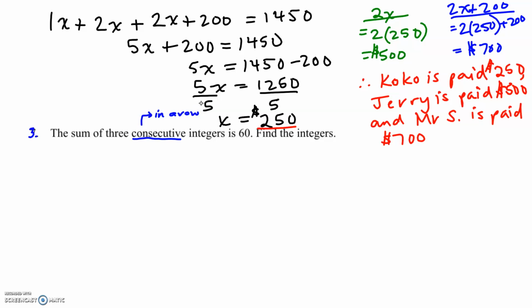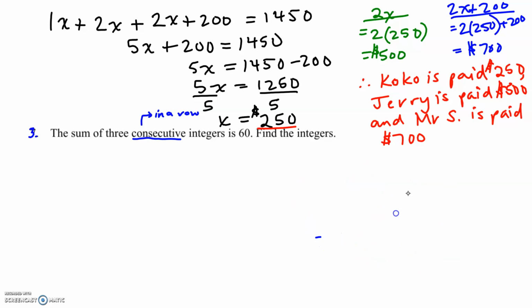So for example, 2, 3, and 4 are 3 consecutive numbers. So 2, 3, 4, those are consecutive numbers. -10, -9, -8. Those are 3 consecutive numbers.